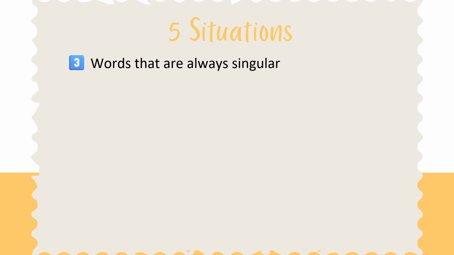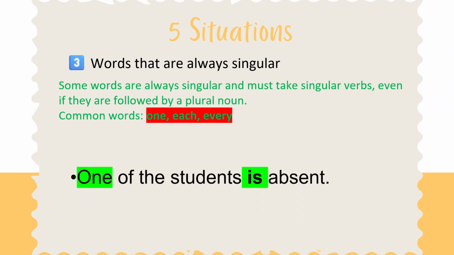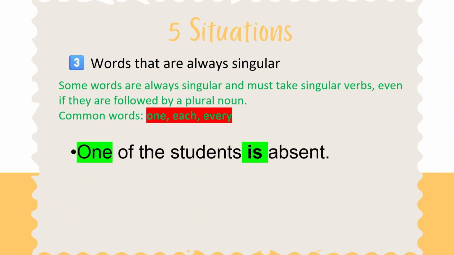The third situation is about words that are always singular. Some words are always singular and must take singular verbs, even if they are followed by a plural noun. Those common words are when, each, every. That's easy to understand, right? When, each, every express singular meaning, right? Let's see one example.